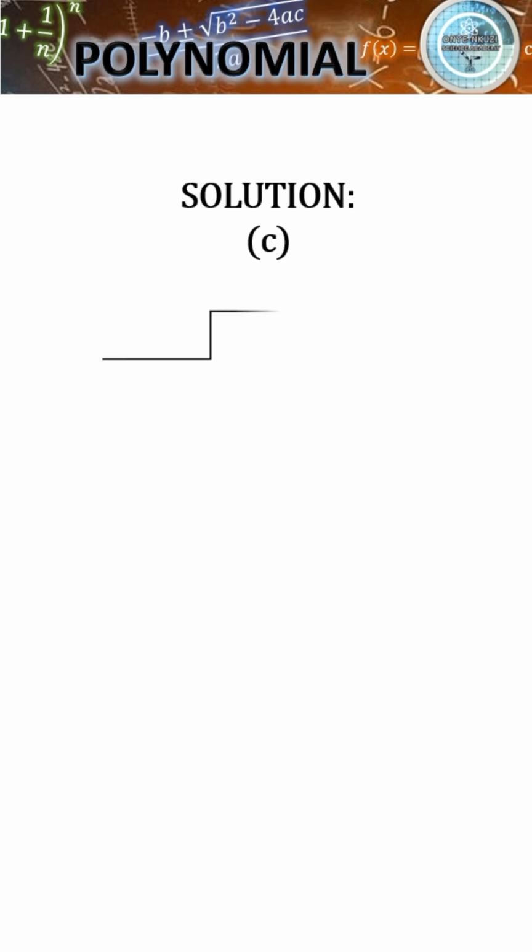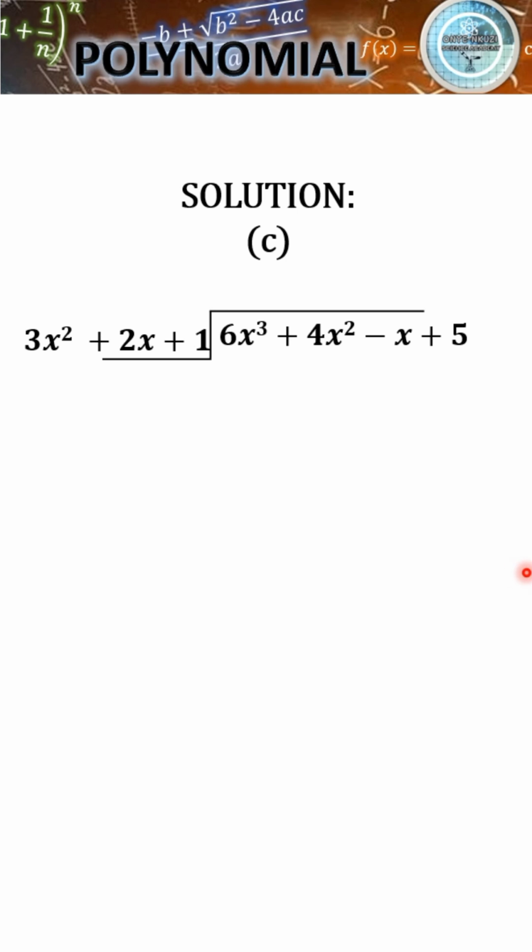Here our divisor is 3s squared plus 2s plus 1. We'll start the same step. We have 2s as the quotient, when we divide 6s cubed by 3s squared. And we'll also do 2s times the divisor. We'll have this. Then we'll subtract. We'll have minus 3s plus 5.